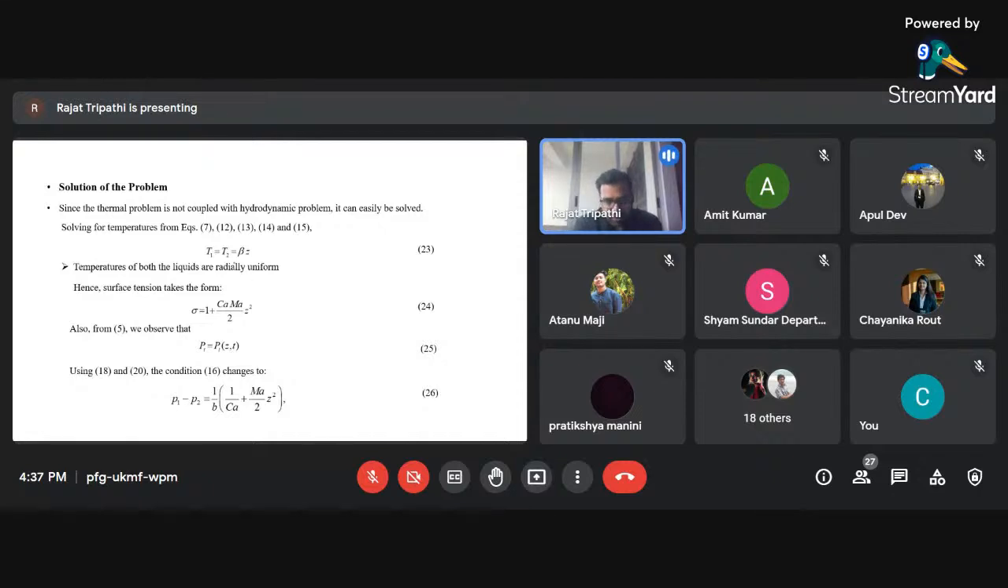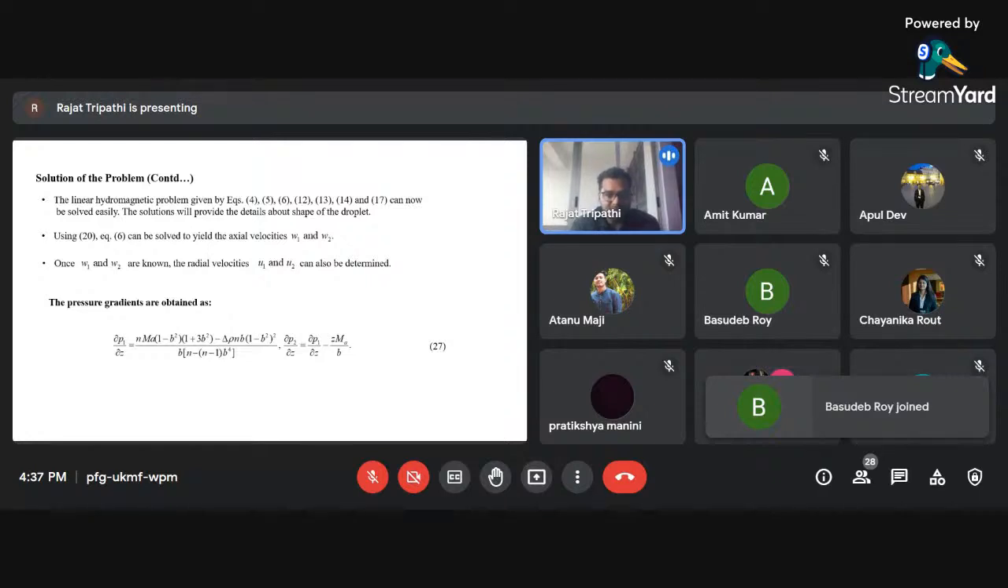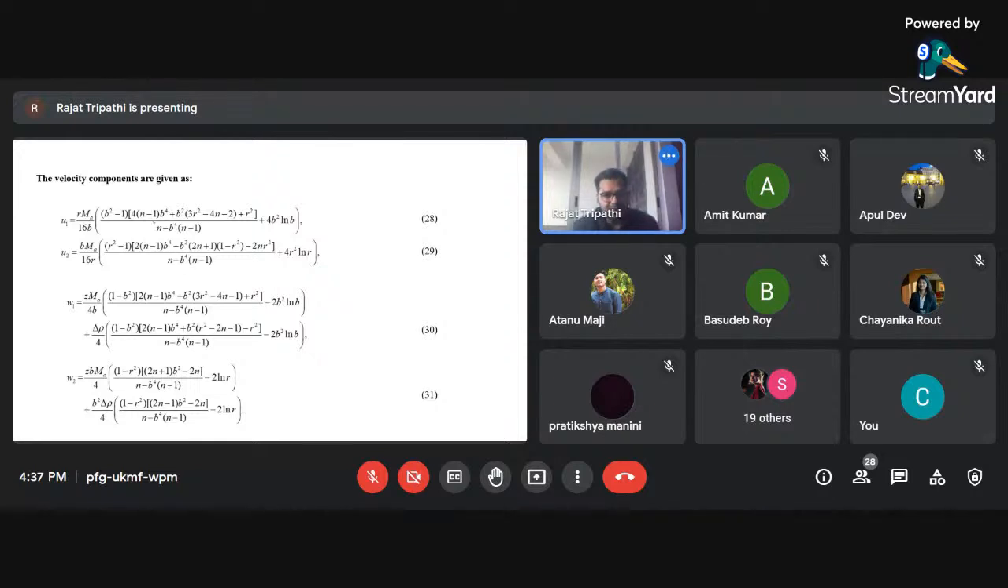The equations are solved and we got these results for the temperatures of fluid 1 and fluid 2. This is the expression of surface tension for the self-rewetting fluid. It is written in terms of two non-dimensional numbers, the capillary number and the Marangoni number. If you look at the momentum equation for fluid 1 and 2 in the radial direction, you see that the pressure is independent of the radial direction. It is only a function of z and t. Using all these equations and boundary conditions, we can solve these equations and obtain expressions for the pressure gradient and the velocities in the radial and axial directions of fluid 1 and fluid 2.